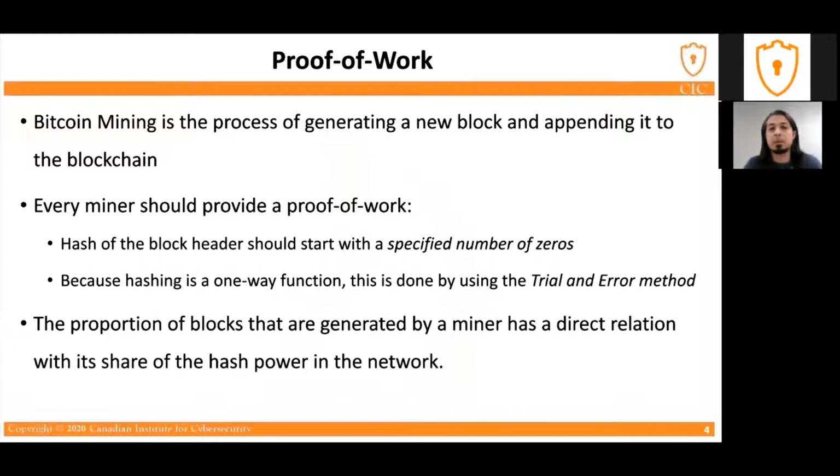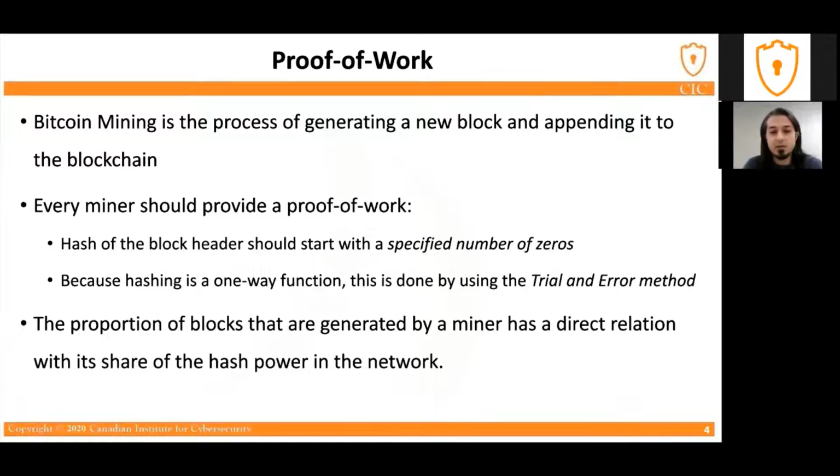I think all of you are familiar with Bitcoin. I'm starting with the Bitcoin mining process. Bitcoin mining is a process of generating new blocks and appending these new blocks to the blockchain. For doing so, every miner should provide a proof of work. Essentially the blockchain is a chain of blocks, and these blocks have transactions as data inside them. So every miner should provide a proof of work, and it means the hash of the block header should start with a specified number of zeros.